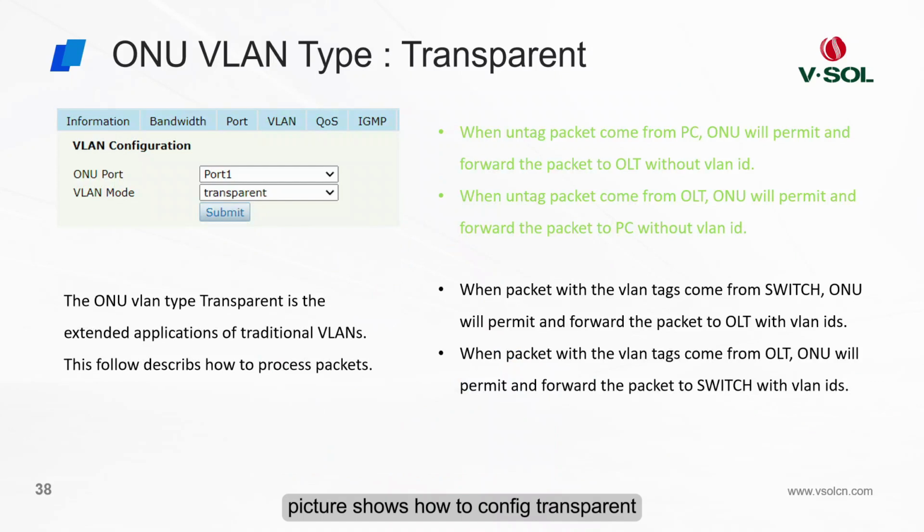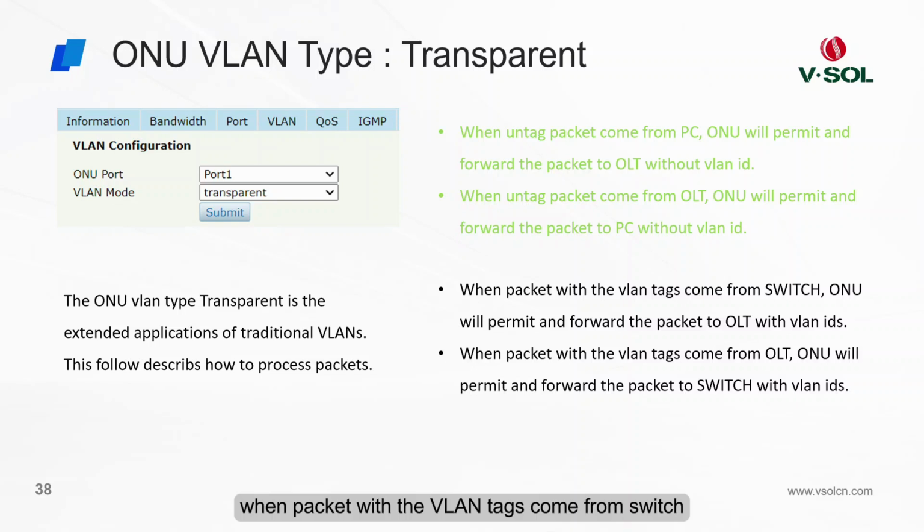Picture shows how to configure transparent. The ONU VLAN type transparent is the extended application of traditional VLAN. The following describes how to process packets. When an untagged packet comes from the PC, the ONU will permit and forward the packet to the OLT without a VLAN ID. When an untagged packet comes from the OLT, the ONU will permit and forward the packet to the PC without a VLAN ID.